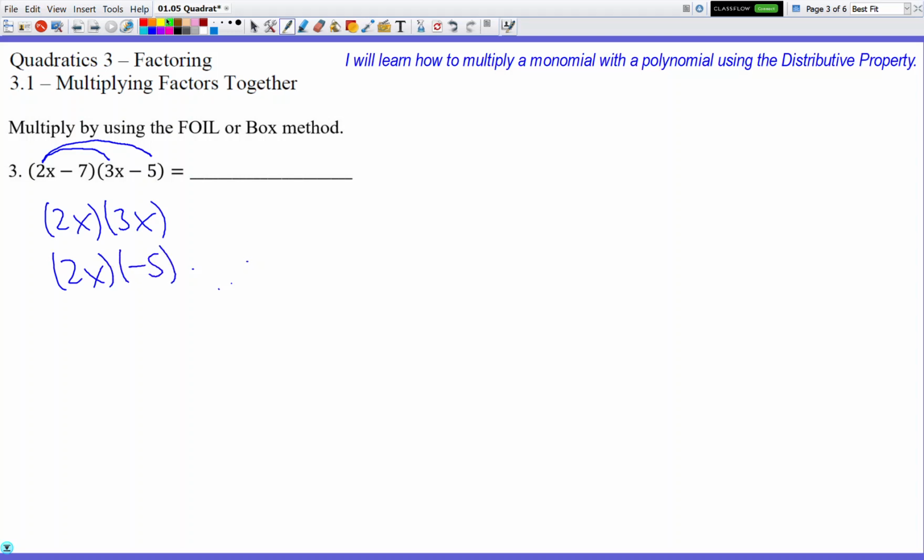Okay, and then we're going to multiply the other number in the first parentheses to the two things in the other one. So negative 7 times 3x, negative 7 times negative 5. So I'll write that out as well. So negative 7 times 3x and negative 7 times negative 5. Okay, so we're still going to do the three parts to an answer.